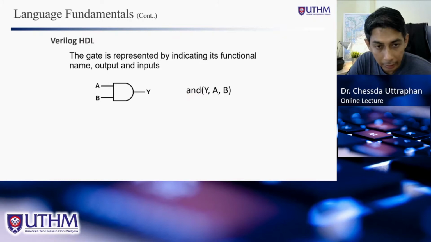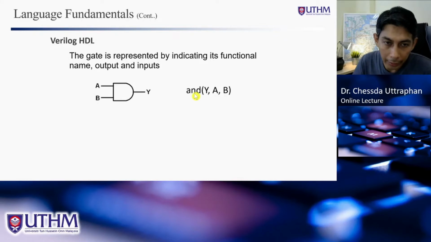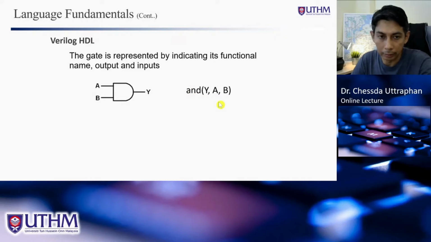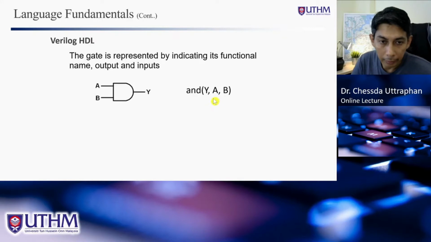What case sensitive means is that capital and small letters are important. So in this case, to describe an AND gate, you need to use small letters, a and d. You cannot use a big A, capital N, or any one of these capital. It is case sensitive. So if you use anything other than this, for example a capital A, when you compile your design later on you will get an error message. So remember, Verilog is case sensitive.